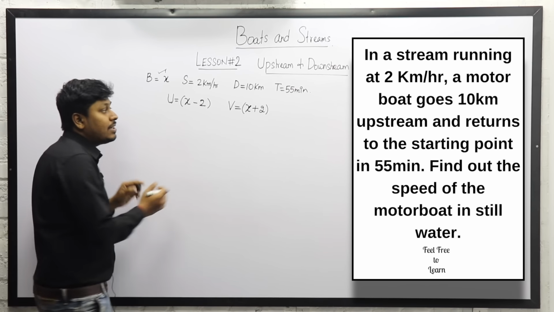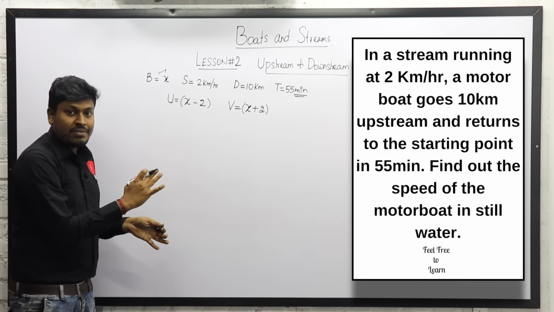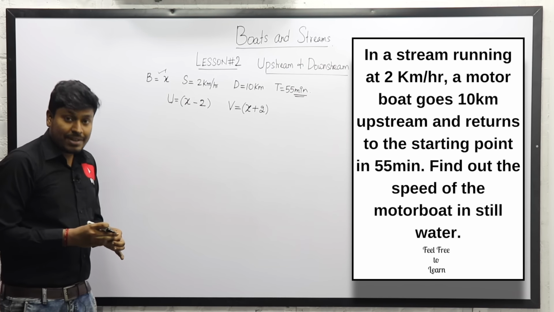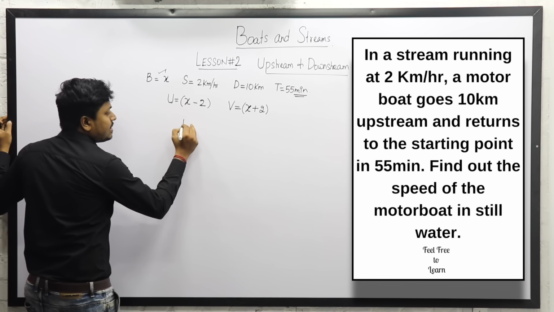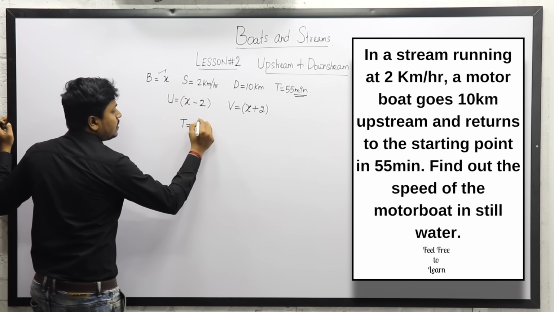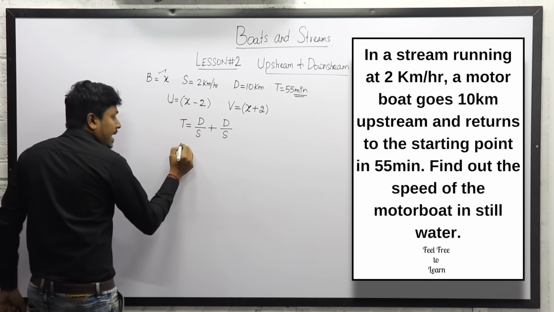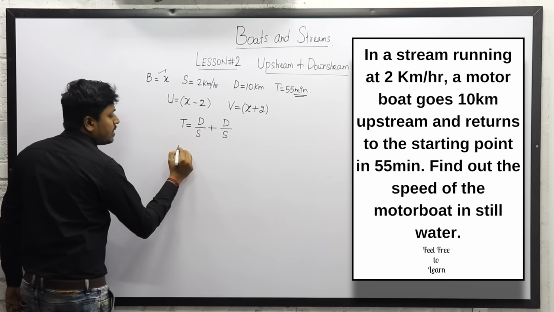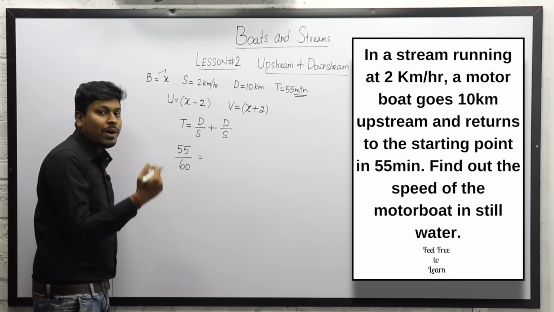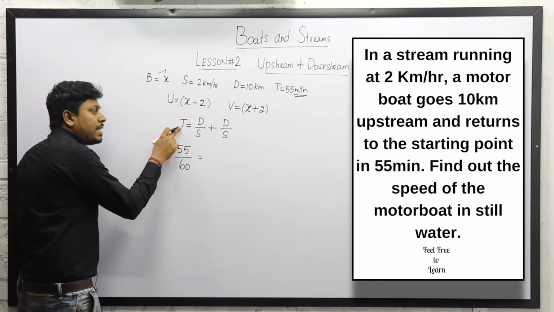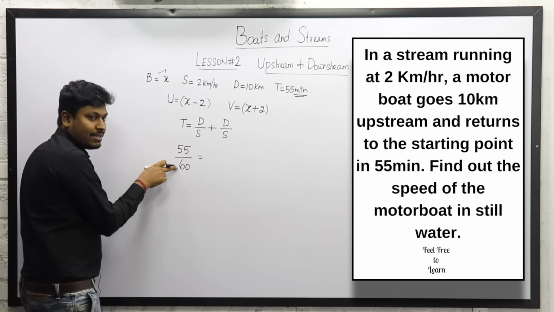And listen carefully, here the values are given in minutes, not in hours. If they are given in hours, we can directly substitute the value. If they are given in minutes, we need to convert the value into hours, right? The basic formula we learned is time is equal to distance divided by speed plus distance divided by speed. The time taken, which is directly given as 55 minutes, we can convert into hours by dividing by 60. Converting minutes to hours is just dividing by 60, right? We know the time taken is 55 minutes, so we are converting the minutes into hours. That's why I divided by 60 here.